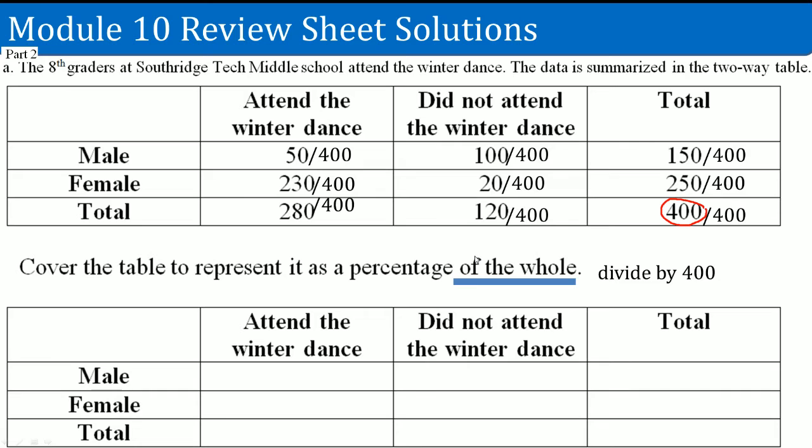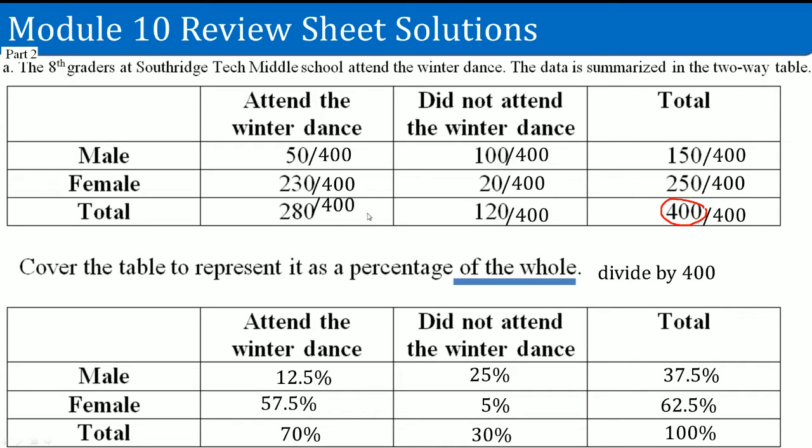The first one, if you plug in your calculator, 50 divided by 400. I gave you the middle one first for some reason. Okay, 50 divided by 400 is 12.5%. 100 divided by 400 is 25%. 150 divided by 400 is 37.5%.